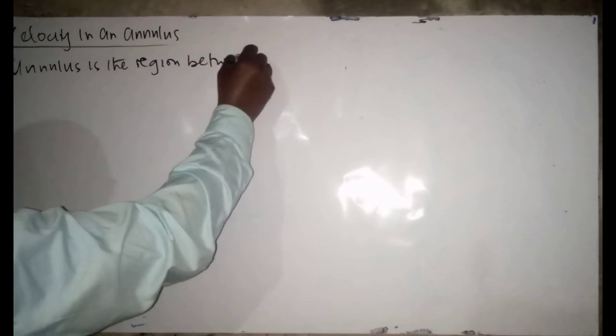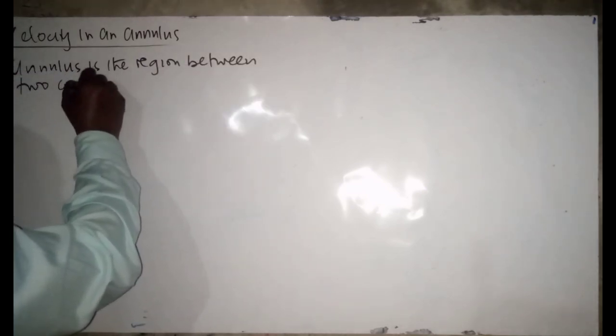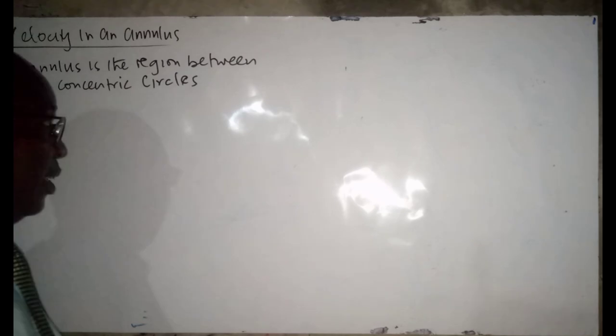Today, we want to continue the thermodynamics lectures and look at fluid flow in an annulus. What is an annulus? When you're talking of an annulus, it is the region between two concentric circles. So we can represent this diagrammatically in a simple manner.